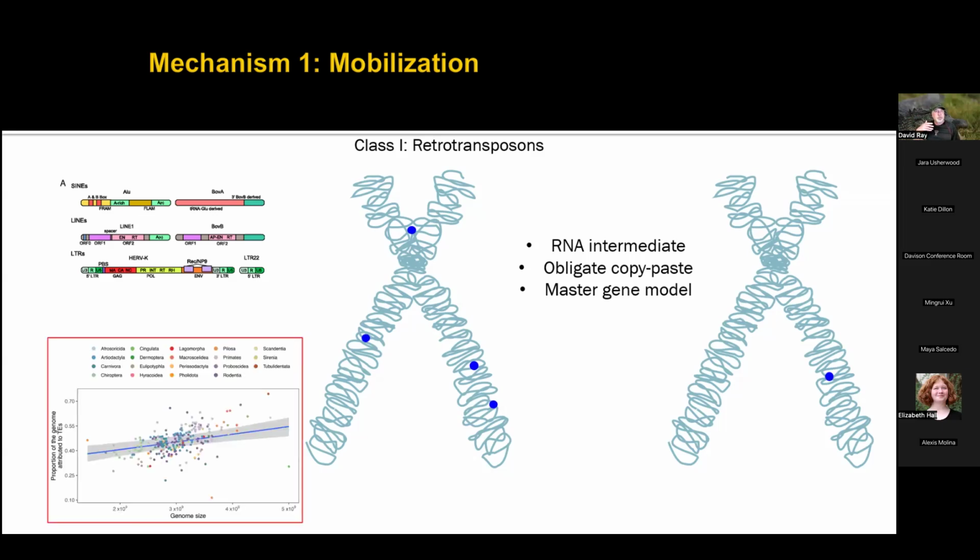This obligate copy and paste mechanism typically means that you will always get a new copy of these things. And if they are particularly active, that means your genome size will increase as a result of that. And this has been demonstrated over and over again through various studies, including one that I'm going to talk about in just a little while.